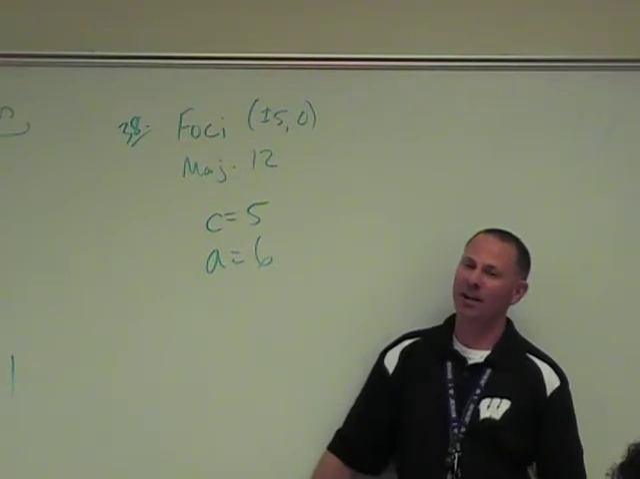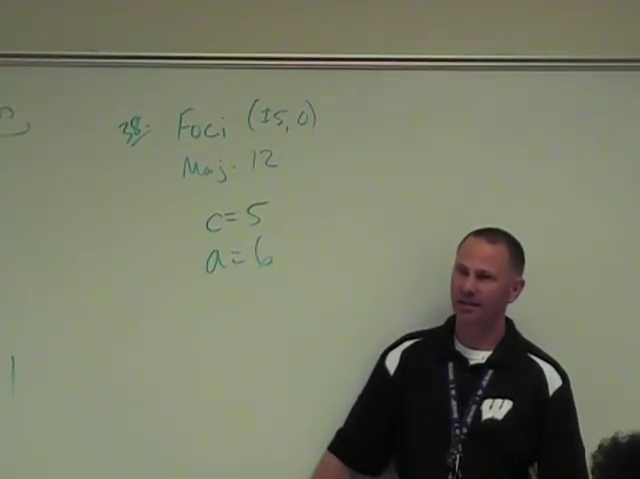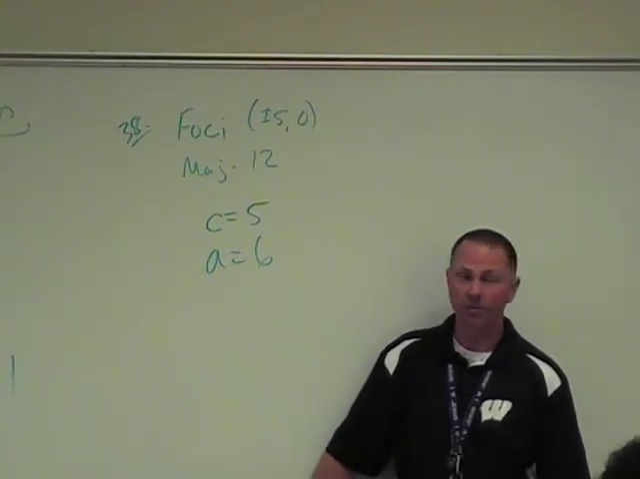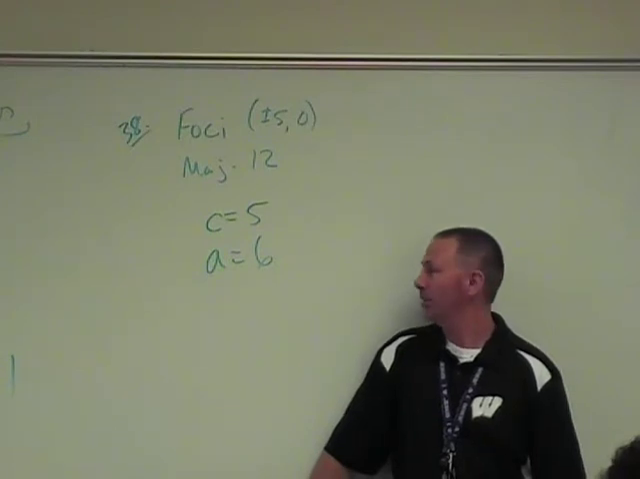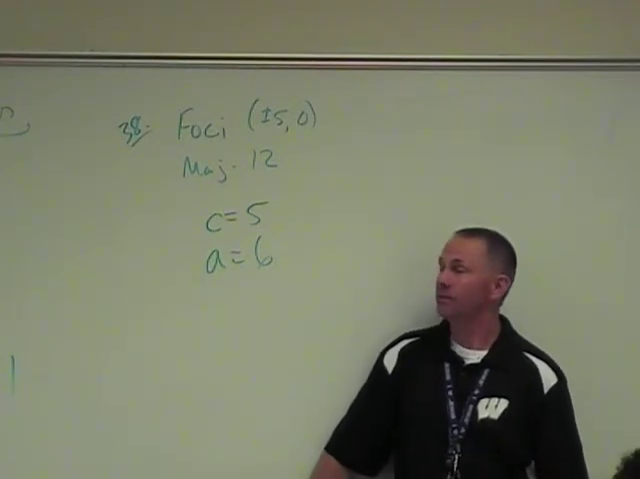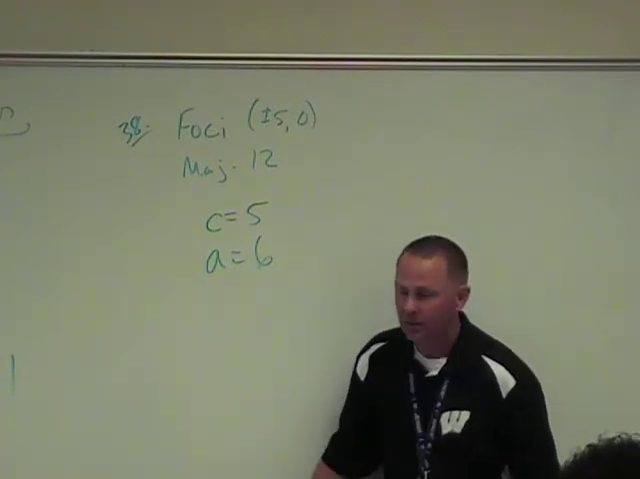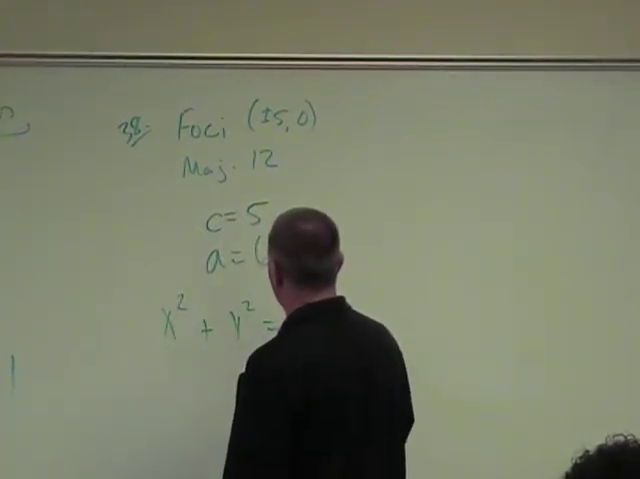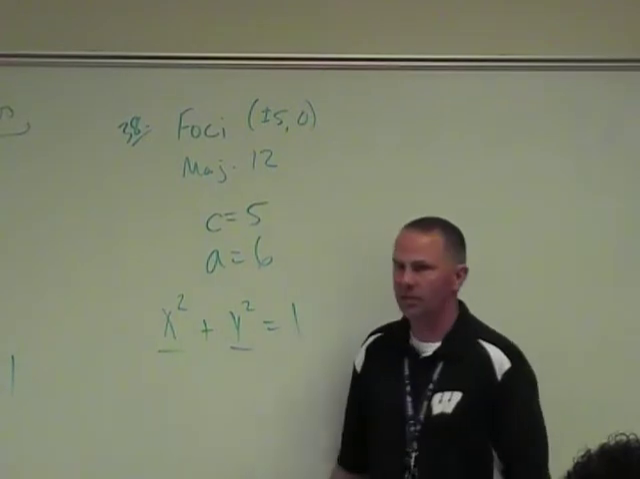Remember the length of your major axis is 2a. So a must be 6. Your focal points are c distance from the center. So that's 5. So you have x squared and y squared. The question is, where does 36 go?